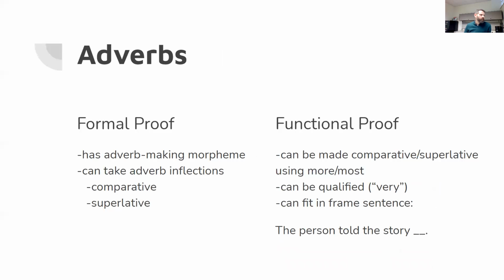Okay, let's talk about adverbs. Okay, formal proof has an adverb making morpheme. The most common one we're going to see is the ly, but there's also like y's, okay, at the end of a word. Sometimes ward, W-A-R-D at the end, could also function that way. Can it take the comparative and superlative? Not a lot of adverbs actually do because they have to be really short in order to do that. Instead, adverbs usually use the more or most with the functional proof there. Can be qualified again. Here's another example of a qualifier, very. Okay, and then can it fit this frame sentence? The person told the story blank. Okay, and we're describing how or when, or we're describing the description of the story.